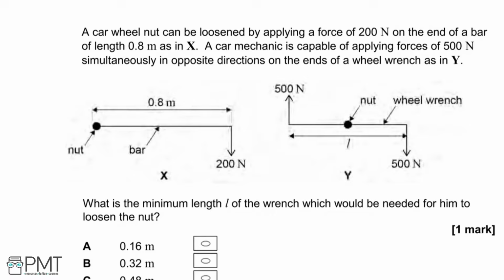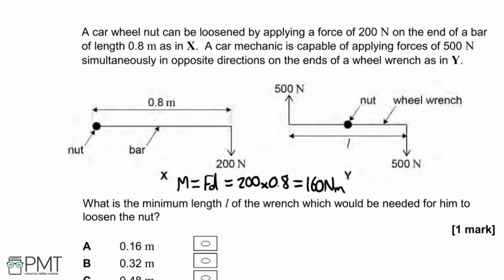What you'll notice in scenario X is that if you have a force of 200 newtons, then you can apply that at a perpendicular distance of 0.8 meters, and that will give you a sufficient moment. So the first thing I would do is work out exactly what that moment needs to be in newton meters. So moment is force multiplied by perpendicular distance. So the moment required is 160 newton meters, and that needs to be provided by those two 500 newton forces.